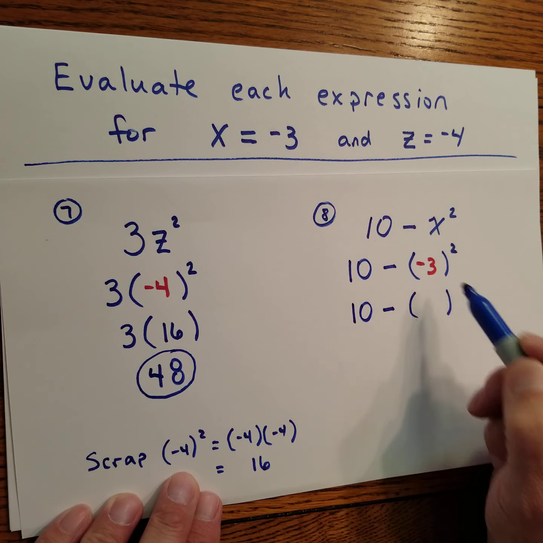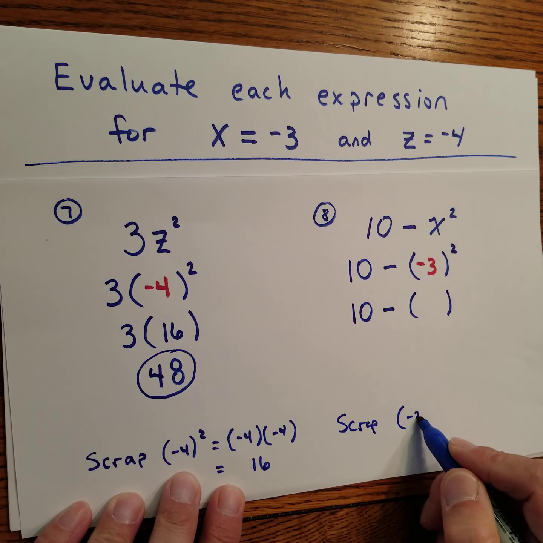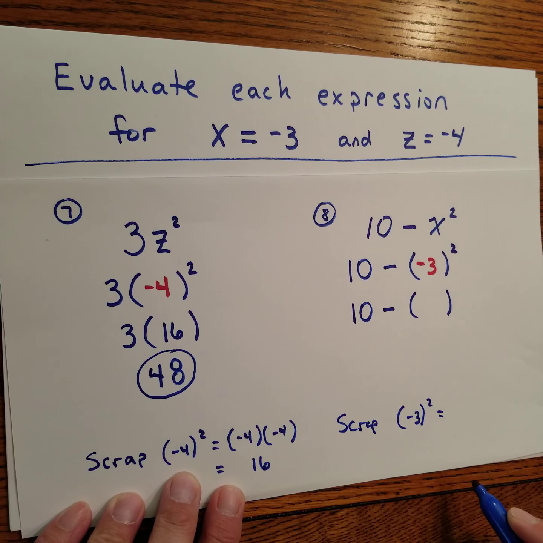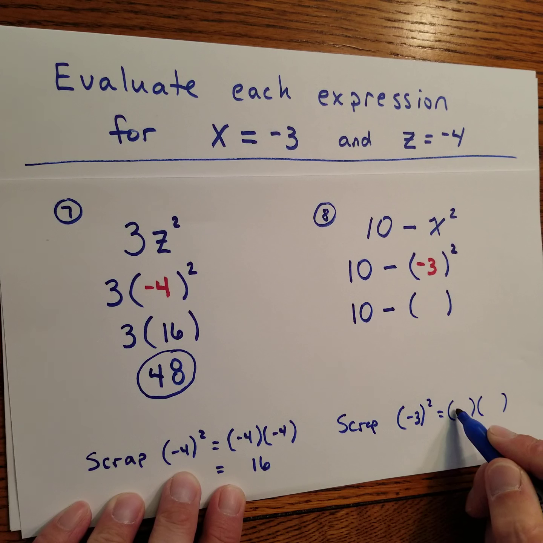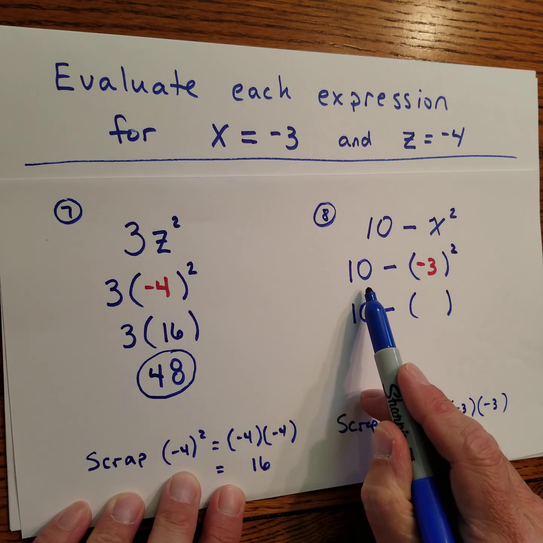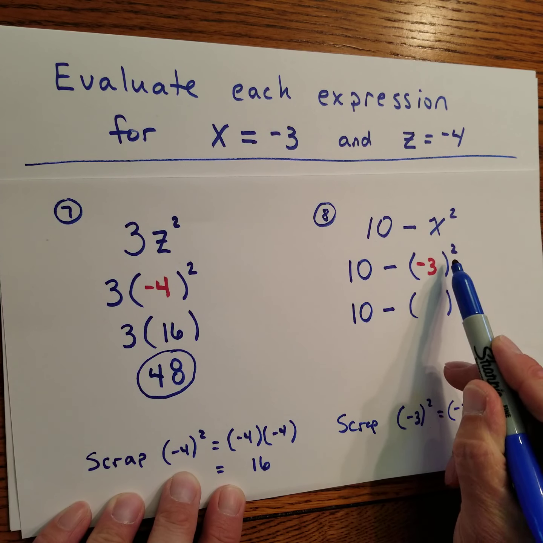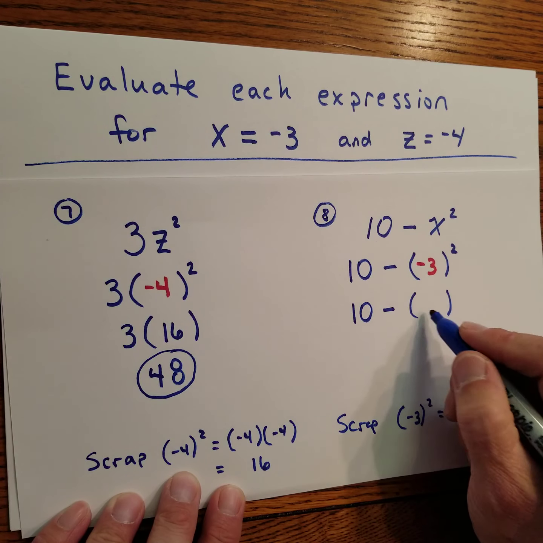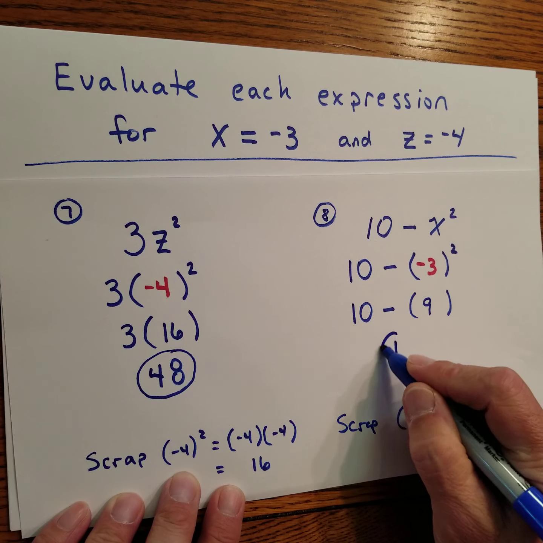Let's take this -3 squared down here onto scrap paper. -3 squared means everything in the parentheses twice. -3 times -3, that's positive 9. So it's 10 minus, I copied the 10, I copied the minus, -3 squared is 9. Now I've got 10 minus 9, that's just 1.